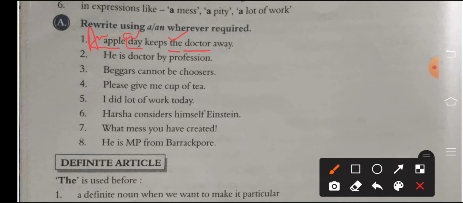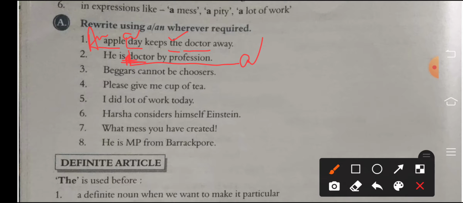I hope you understood. Next is, he is doctor by profession. It is given to you, and we have read also that whenever we talk about a profession and a community, we have to use what? He is a doctor. So when it is about singular, here we will do he is a doctor by profession, right? So here it is a, which you will include between is and doctor.